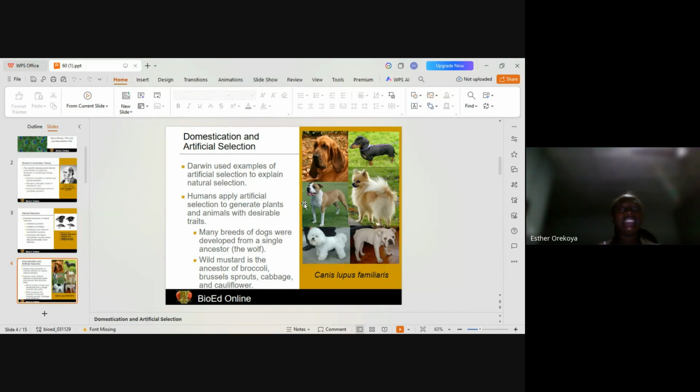Wild mustard is the ancestor of broccoli, Brussels sprouts, cabbage, and cauliflower.